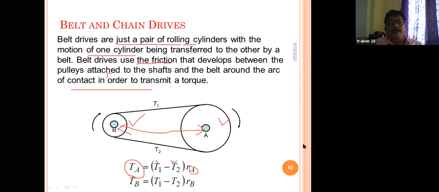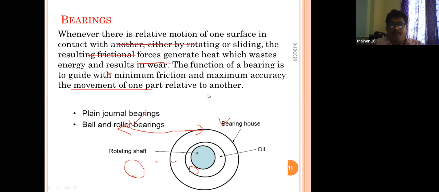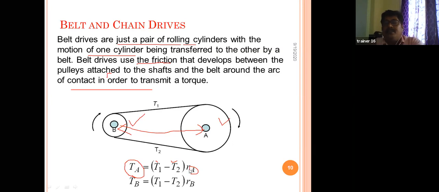See, if you see here, the torque on shaft A, that is pulley A, is nothing but the difference of the tensions in the tight side and slack side, multiplied by the radius of pulley A. And also the torque developed on pulley B is the same: the product of the differences of tensions and the radius of pulley B.